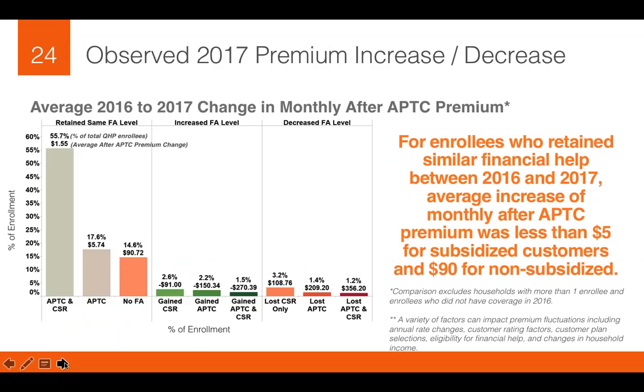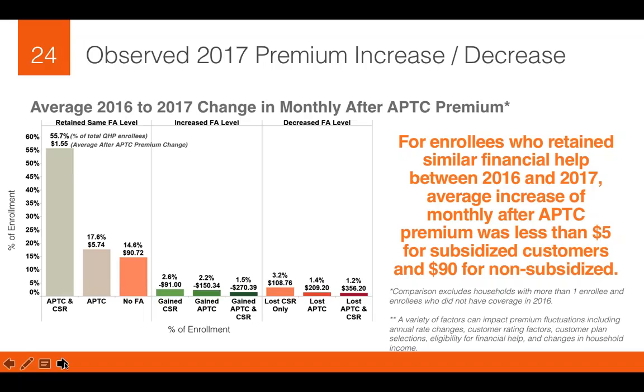One other thing that I think is important to touch on is, we've all heard about the news about the premium increases and the impact it has on customers. We wanted to measure that impact from a customer perspective. What we did was take the average annual after APTC premium change for customers that were renewing between 2016 and 2017. There's a variety of variables that can cause premiums to fluctuate year over year, and that includes changes in rates, the changes in the customer rating factors (every year, everyone's getting older, so that's always a factor), the customer's plan selection, and then their eligibility for financial help.